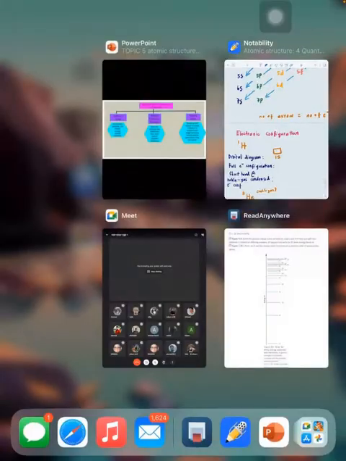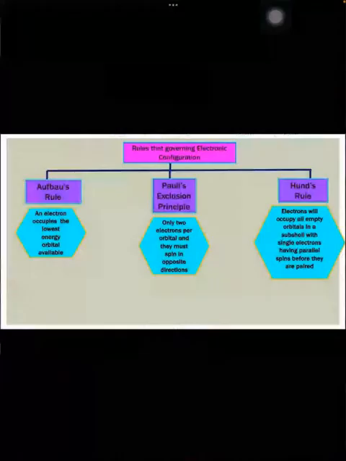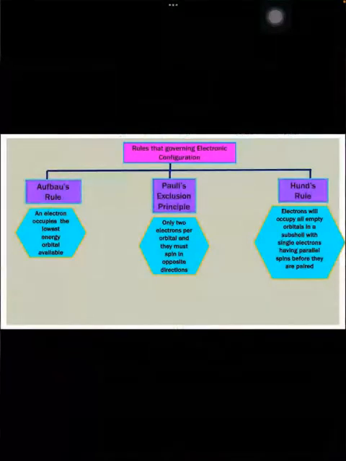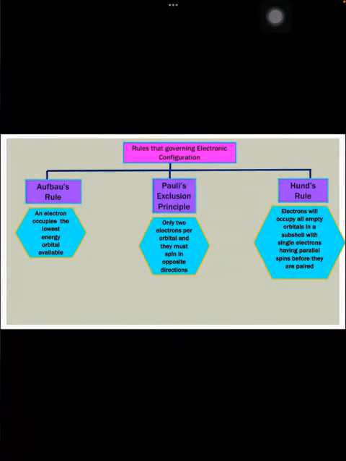Okay, so now let's move to the second rule. The second rule is Pauli's exclusion principle, which says that only 2 electrons are allowed per orbital. So we know one box holds a maximum of 2 electrons based on Pauli's exclusion principle. Only 2 electrons per orbital, and they must spin in opposite directions.